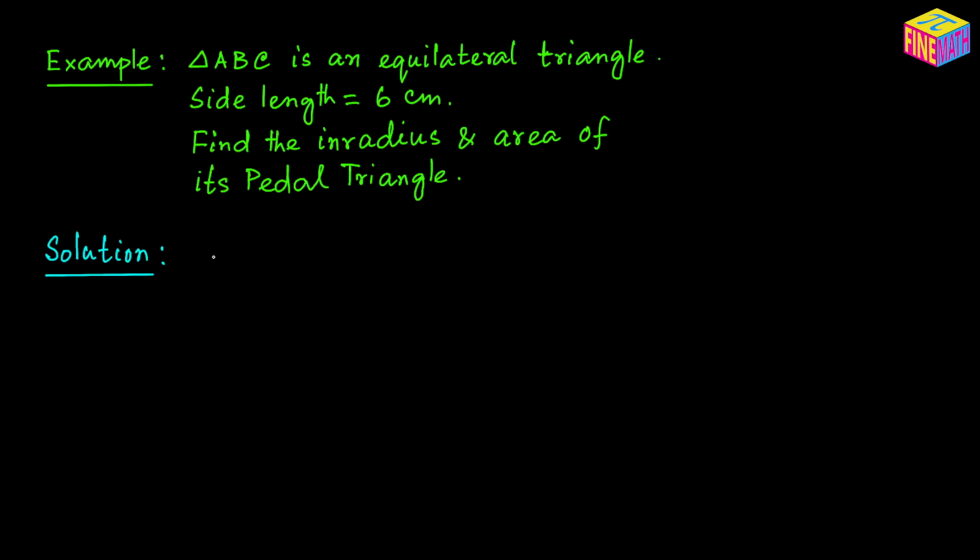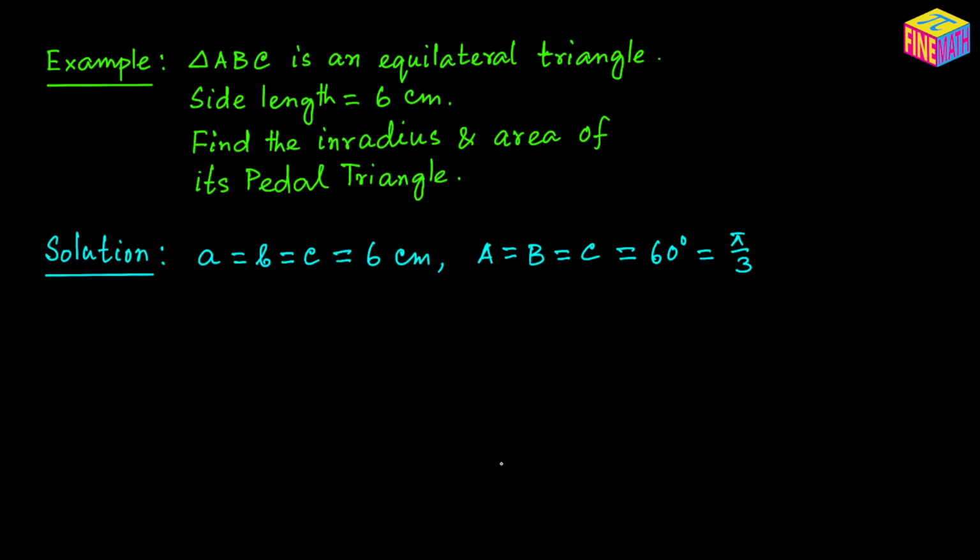We know that a equals b equals c because it is an equilateral triangle. So we can say they all are of equal length, and that has been provided as 6 cm. And also the angles will be of equal size. So we can say A equals B equals C equals 60 degrees, or you can also denote it as pi over 3 radian.